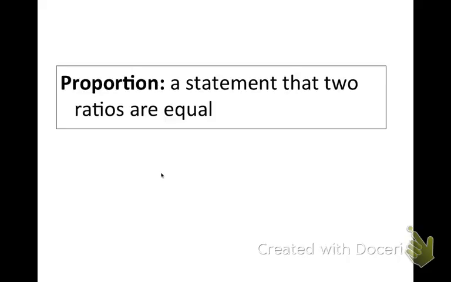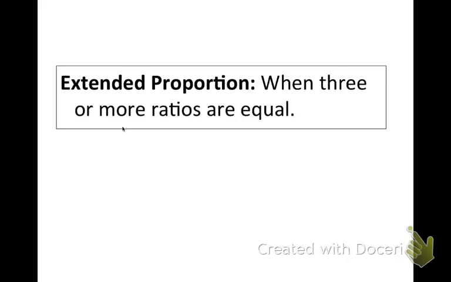Good. So a proportion is a statement that 2 ratios are equal. So you're used to seeing proportions that just have 2 ratios. When we get into triangles, we no longer have just 2 sides, we have 3 sides. So we get into things that are called extended proportions. And an extended proportion is just a proportion that has 3 or more ratios that are equal. So when you have an extended proportion, it's when 3 or more ratios are equal.